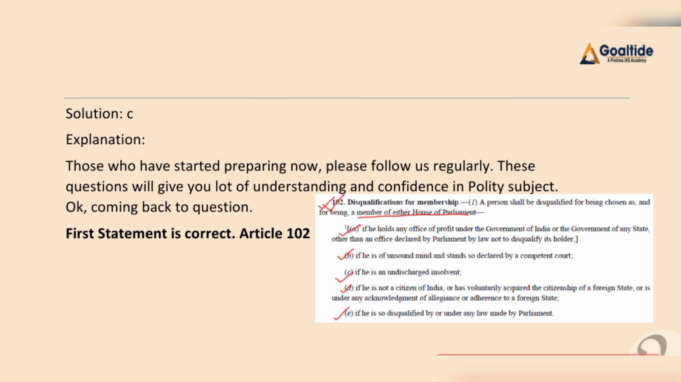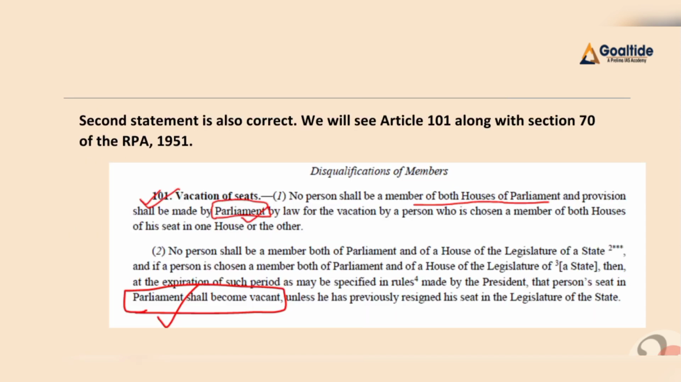So here, as we can see, our first statement is correct, because under article 102 it provides various provisions for disqualification of a member of Rajya Sabha, and those provisions are: if he holds any office of profit, if he is of unsound mind, if he is an undischarged insolvent, and if he is not a citizen of India. And the fifth one, that is if he is so disqualified by or under any law made by parliament, right? So these are various provisions for disqualification of a member of Rajya Sabha. Hence our first statement is correct.